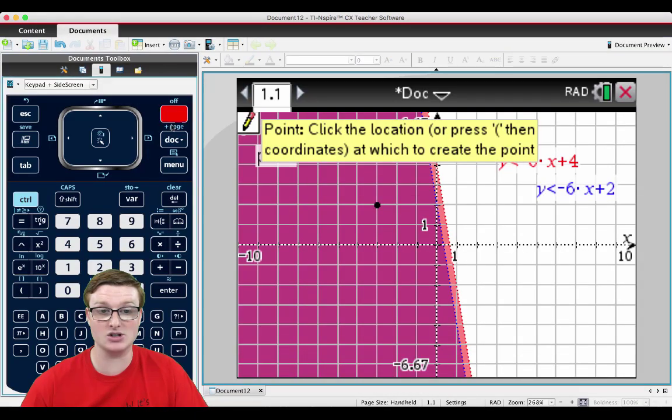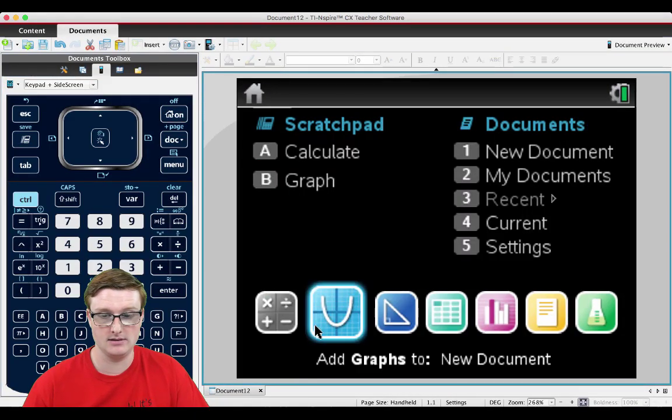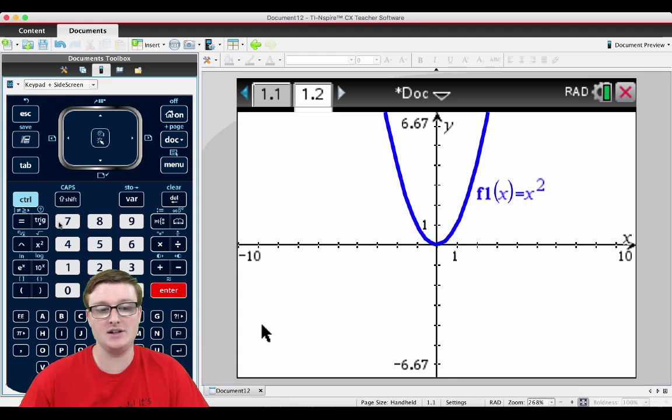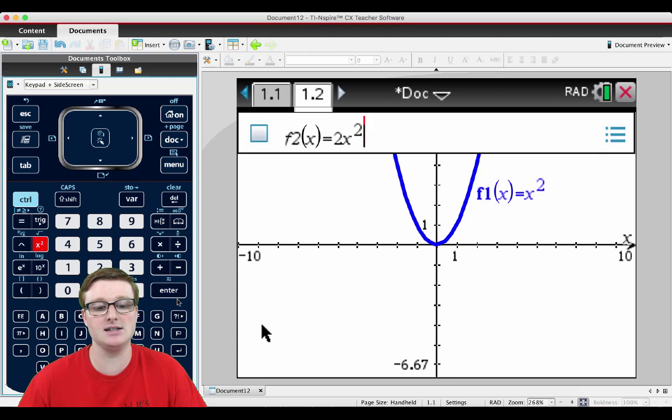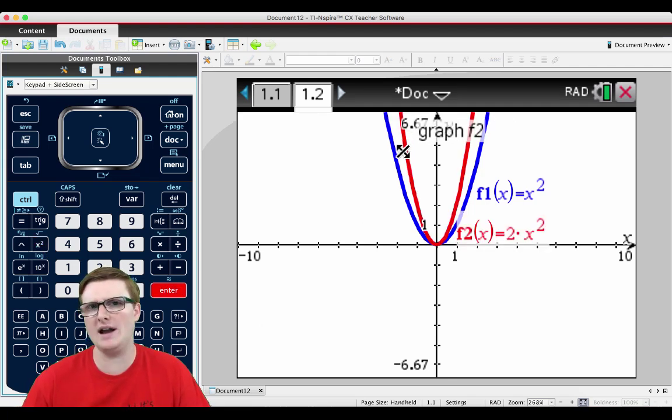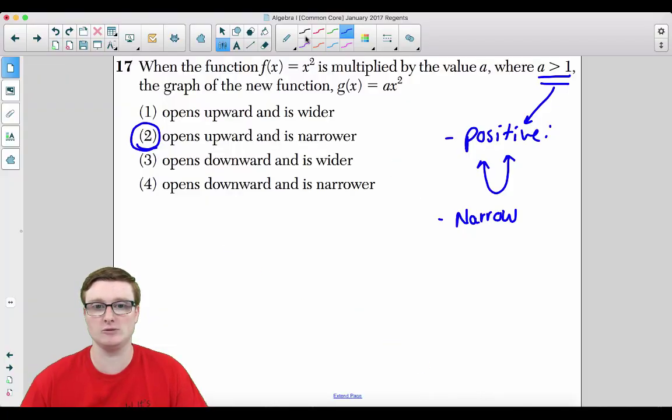Because if you graph x squared, let's say you just want to graph x squared, and then you graph, let's just say you want to make it 2x squared. As you can see, it's still upward and it's a little bit more narrow. So that's why it's going to be choice 2.